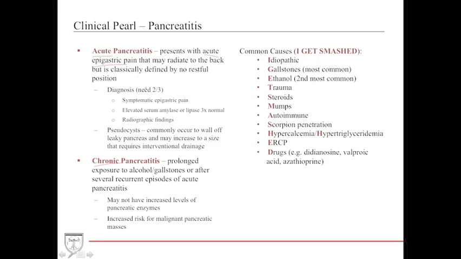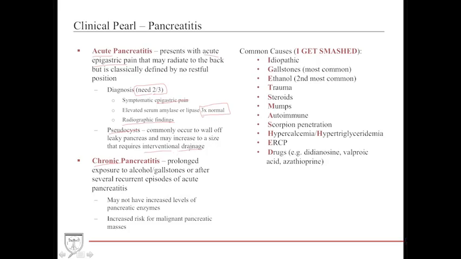It is diagnosed by two of the three criteria: symptomatic epigastric pain, elevated amylase or lipase at 3 times the normal values, or some sort of radiographic findings. What's also important to know with acute pancreatitis is something called pseudocysts. These pseudocysts commonly occur to wall off the leaky pancreas, and they may increase in size to the point where interventional drainage is needed. It's also scary to note that these pseudocysts can become necrotizing or infected.